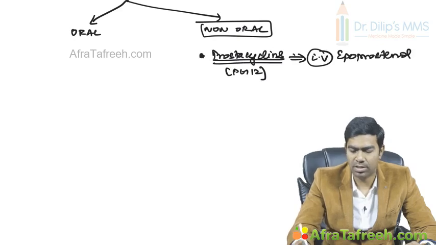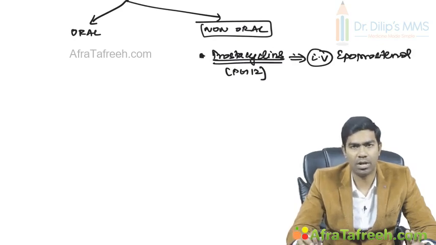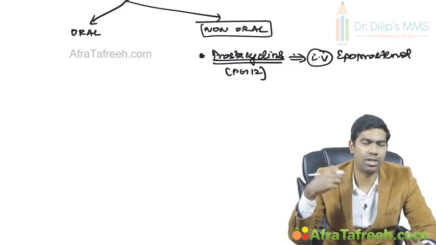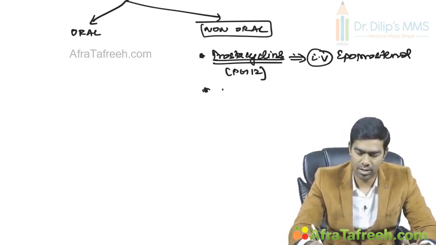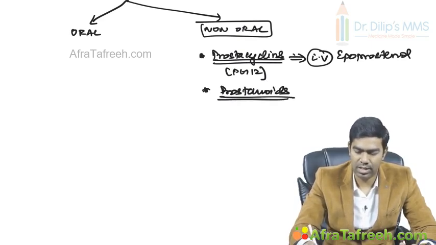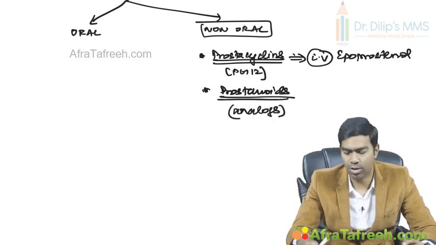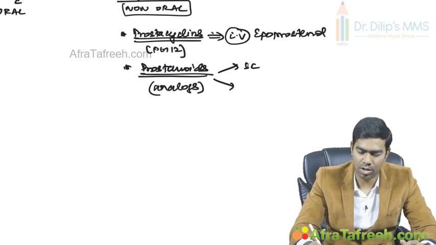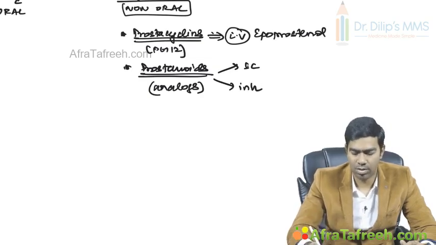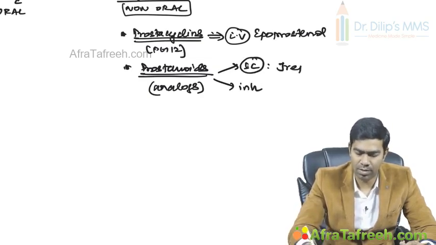But the problem is, if you want to administer chronically, you have to put a central line and then keep administering. Even at home you can do this. But since this is very difficult to administer, prostanoids have come. These are nothing but prostacyclin analogs, which means you can change the route from IV to, for example, a subcutaneous route or even an inhaled route. Subcutaneous route, the drug available is treprostinil.